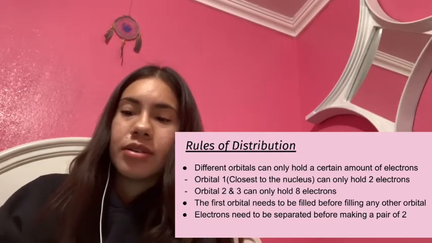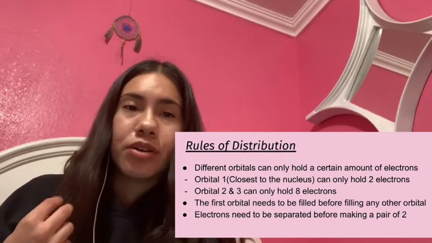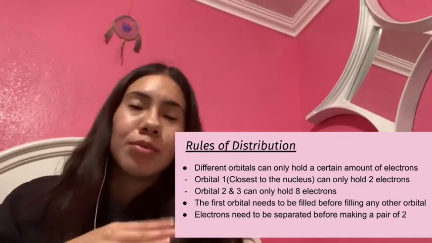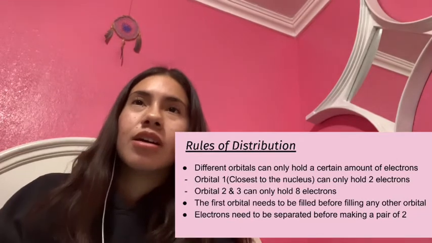And electrons need to be separated before making a pair of 2. I know this might be confusing, but I'll explain it later in my examples. Basically, what I'm saying is we need to have separate electrons. I'm talking specifically for the orbitals 2, 3, and above.